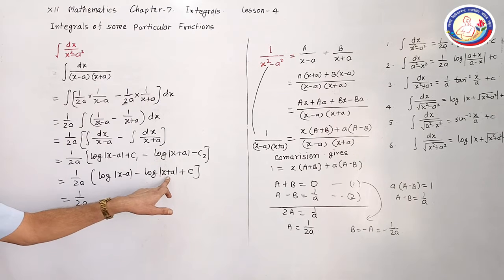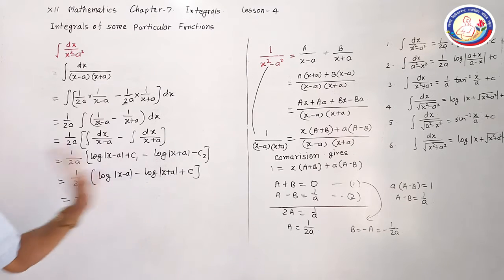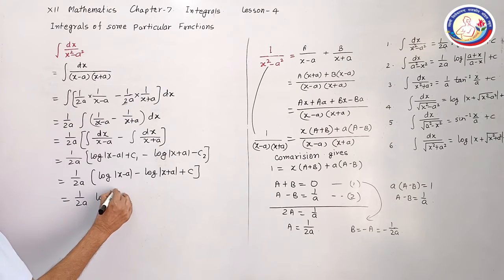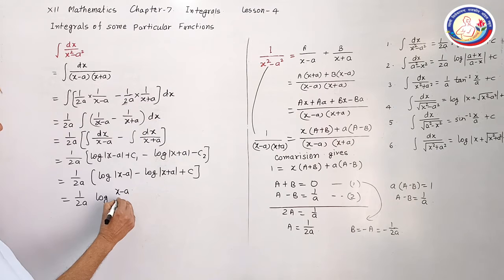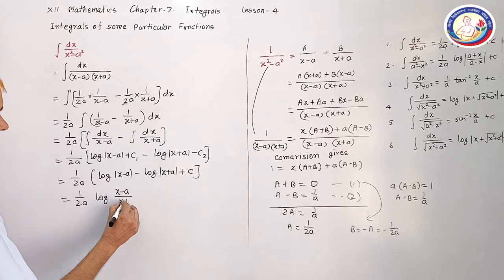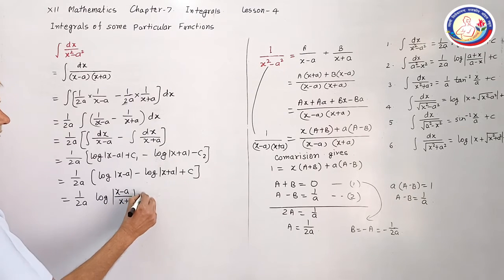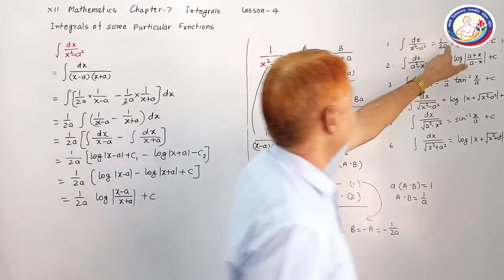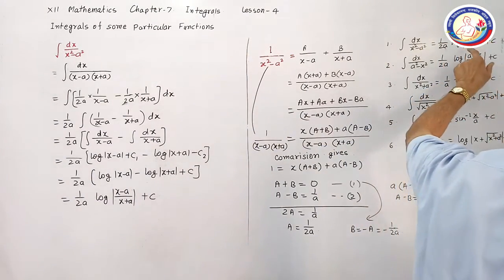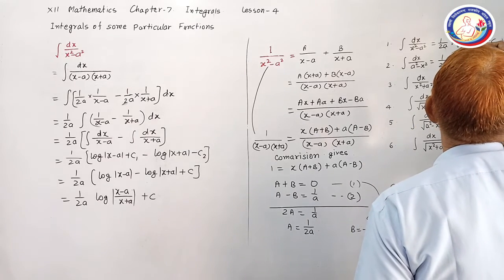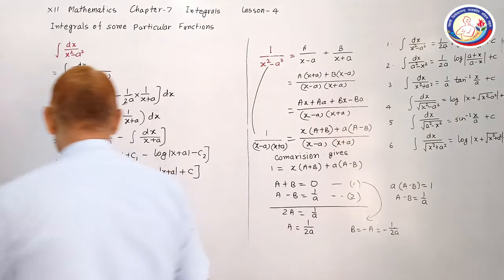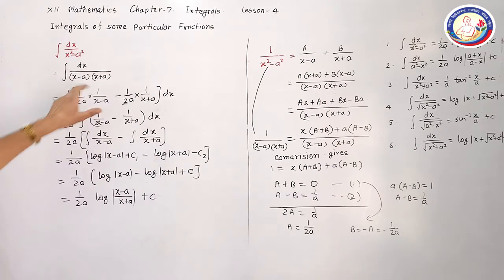Log of m minus log of n is equal to log of m upon n. The division rule for logarithm. It will be logarithm of x minus a divided by x plus a in absolute value plus c. This is the first form. 1 upon 2a log of x minus a upon x plus a plus c. So this is the derivation of this formula.